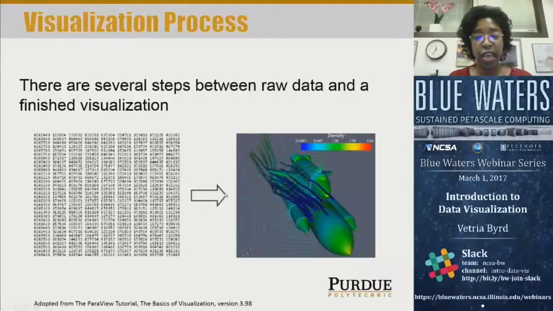So this little arrow in between, that's where the visualization process happens. It's taking that raw data and representing it using some tools and methods that will allow you to have a better understanding of what that data visualization represents. And coincidentally, that figure on your right was actually generated using ParaView, as you can see in the cited source at the bottom of the slide. So ParaView is going to be one of the tools that we will take a look at in an upcoming webinar.